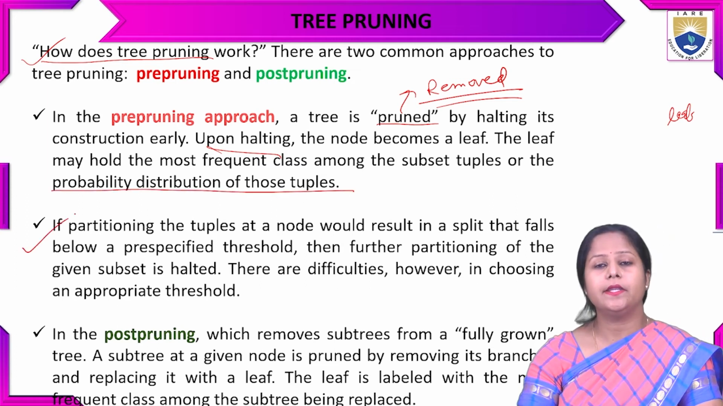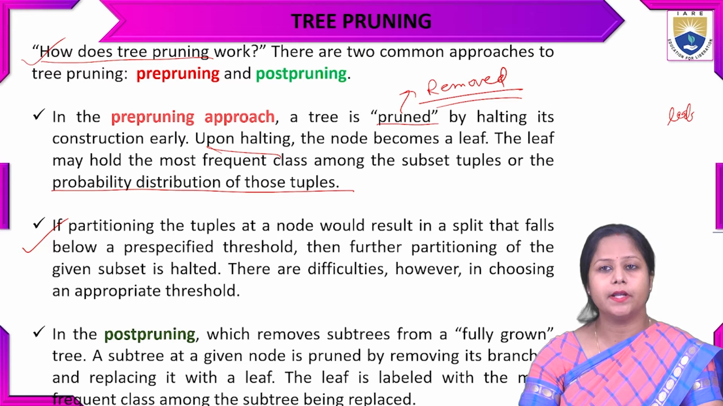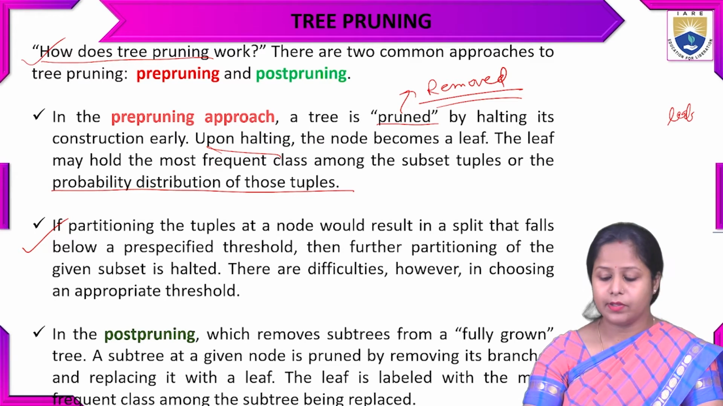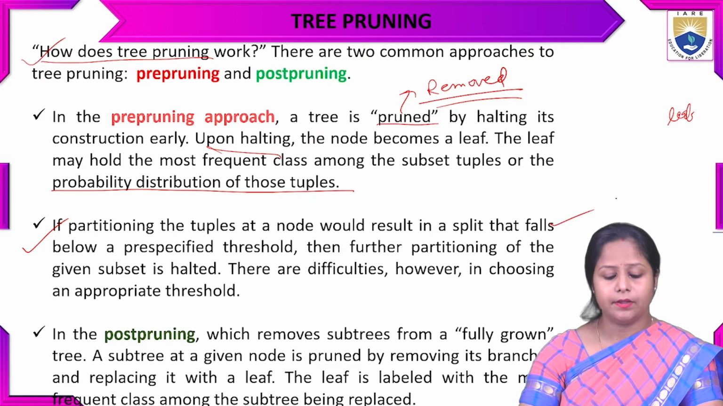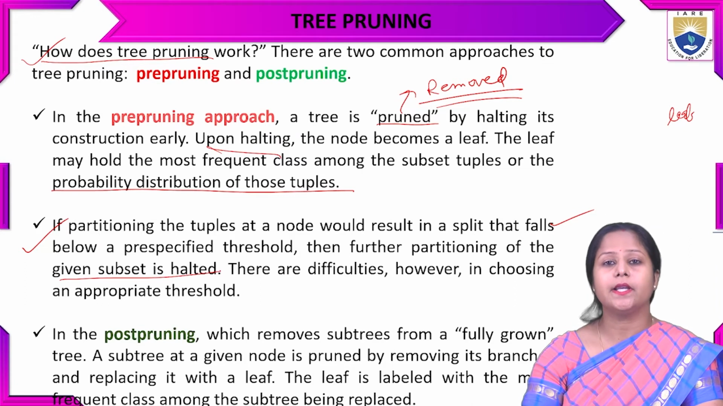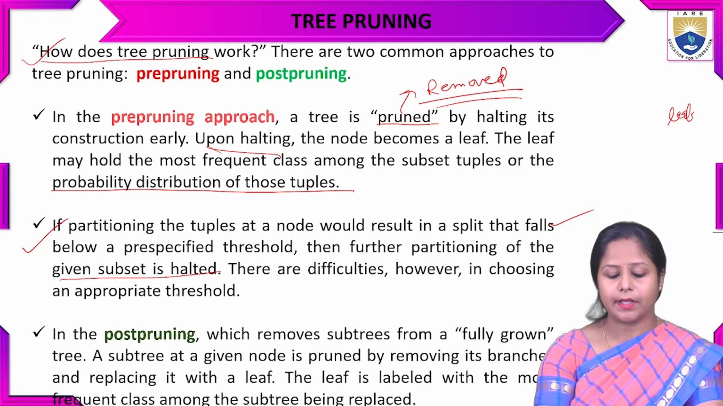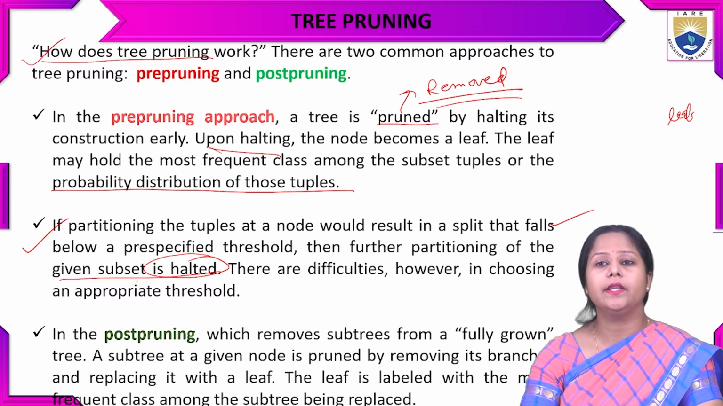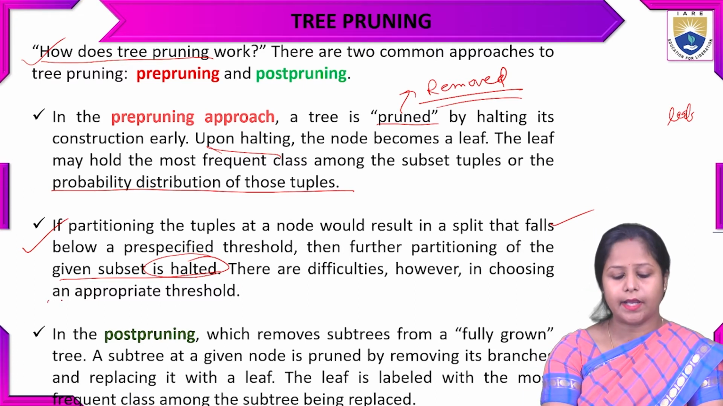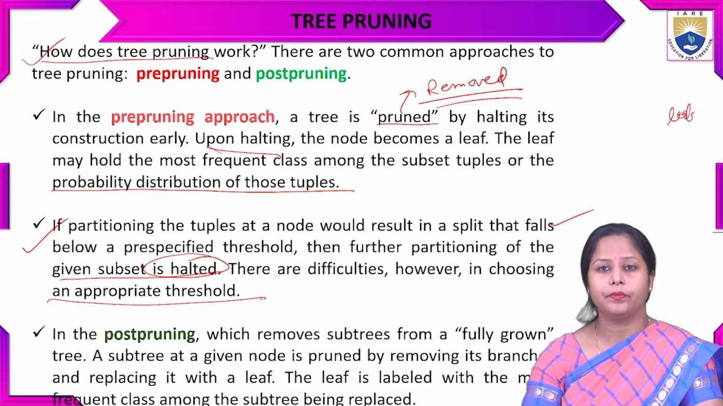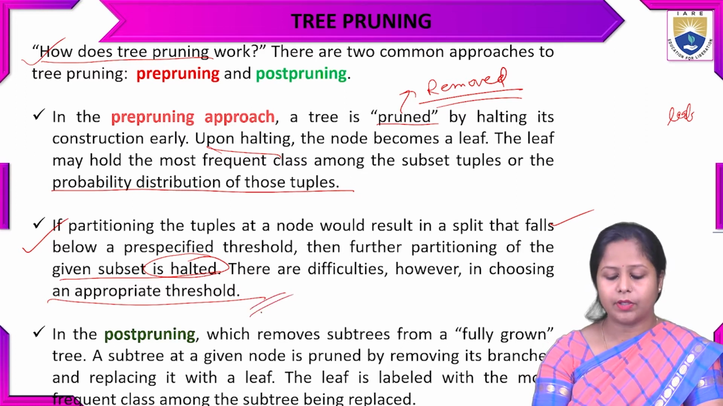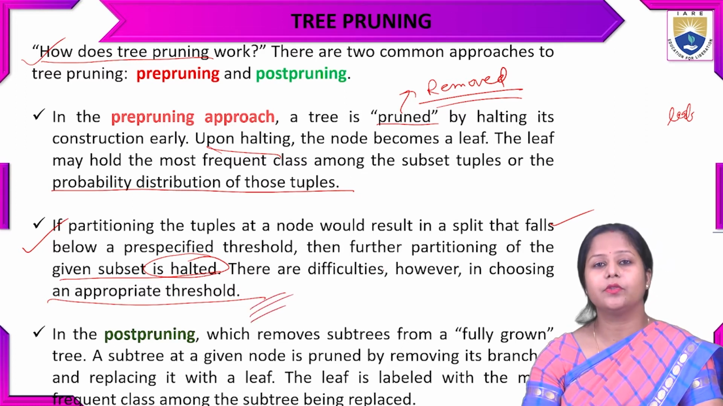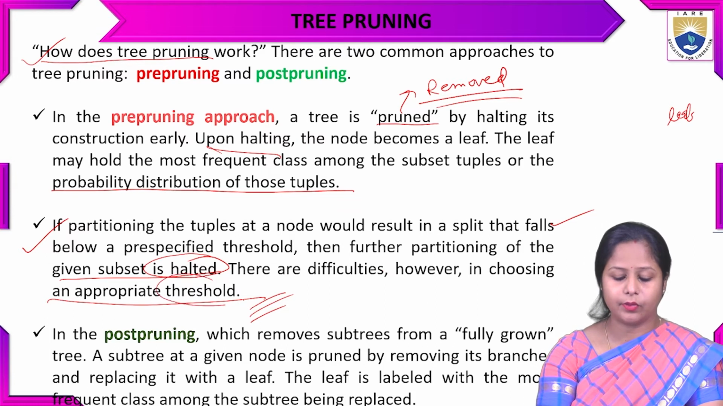If partitioning the tuples at a node would result in a split that falls below a pre-specified threshold, then further partitioning of the given subset is halted. There are difficulties, however, in choosing an appropriate threshold. We will also face some difficulty while choosing the right threshold.